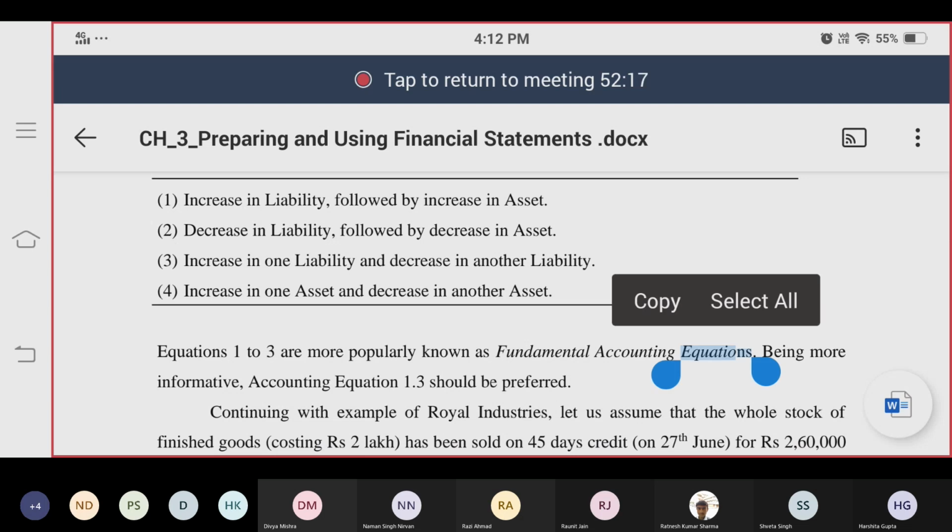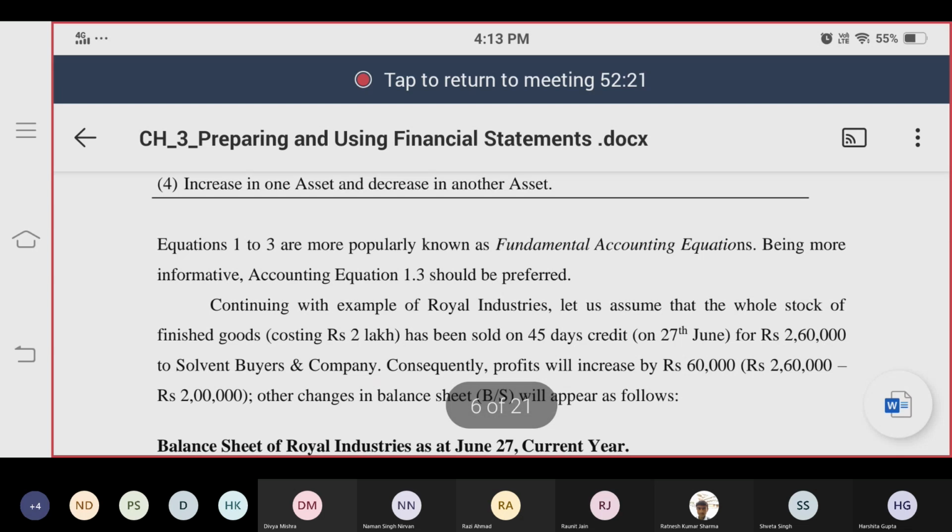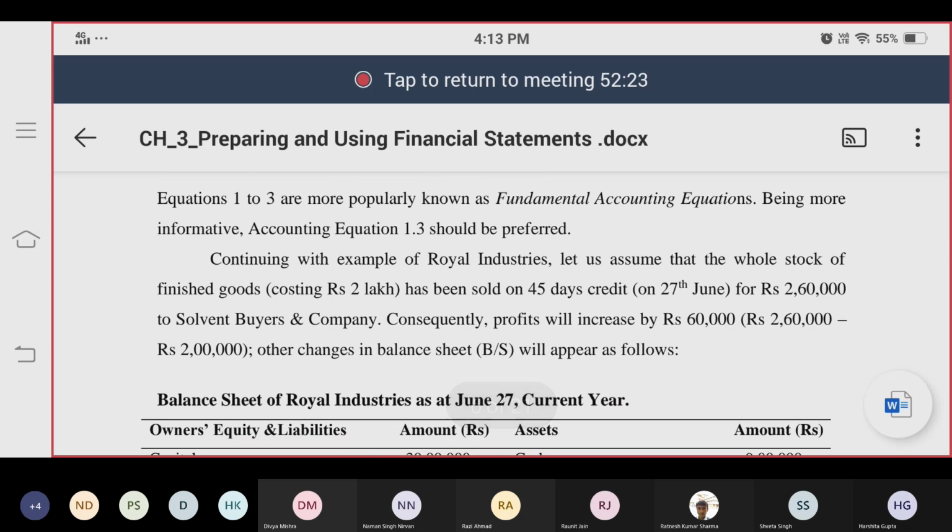Equations 1 to 3 are popularly known as fundamental accounting equations, and equation 3 is known as the balance sheet equation. Okay. Any doubts, any questions so far?